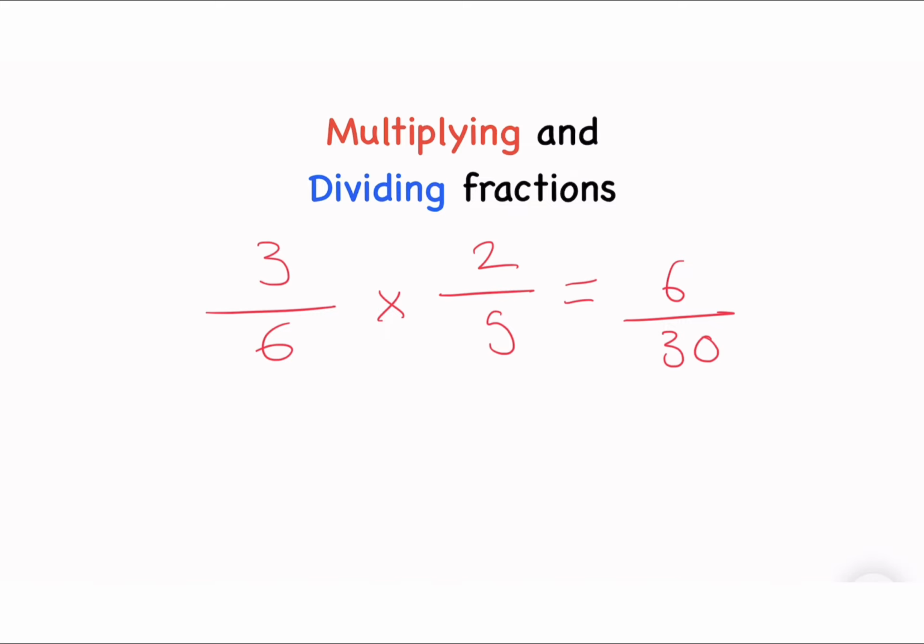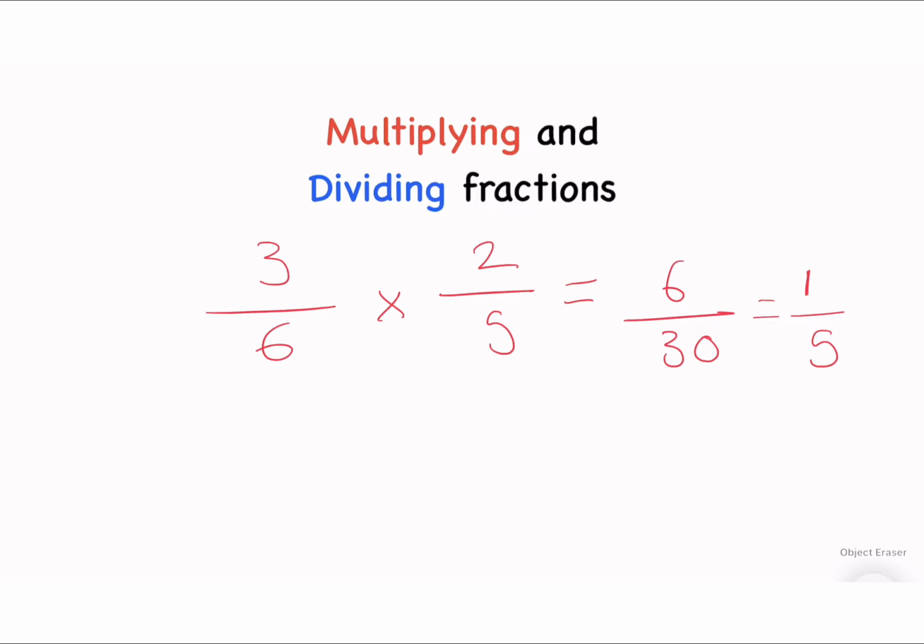Now, what I want to do is simplify. It's good practice to simplify our fractions. So 6/30ths, well, I know they're both in the 6 times table. So how many times does 6 go into 6? 1. How many times does 6 go into 30? It goes in 5 times. So in my simplest form, it's 1/5.